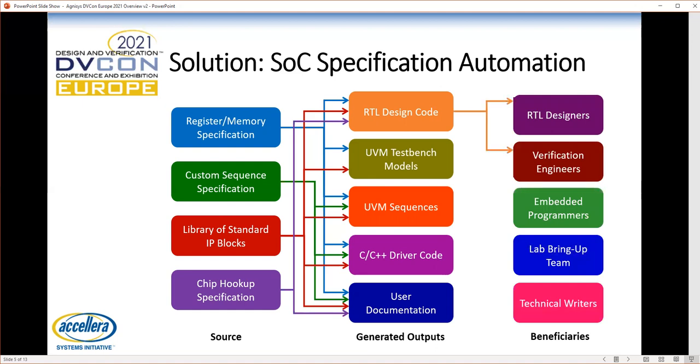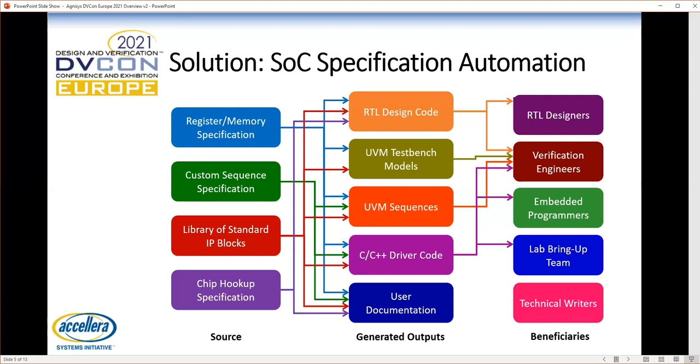The RTL designers, of course, take the RTL design code, and that represents a big chunk of the chip they don't actually have to go and program themselves. The verification engineers will get the RTL design code to verify it. They'll get help from the UVM test bench models and the sequences to run on the test bench. If they're going to do a co-verification of hardware and software together, they'll also be running the C, C++ driver code in simulation or emulation.